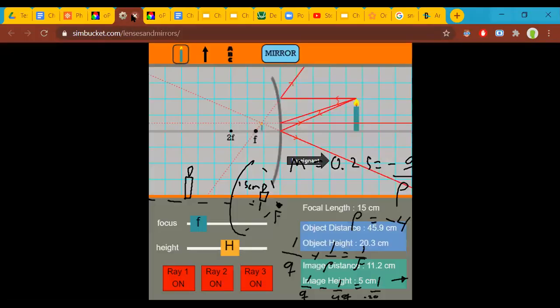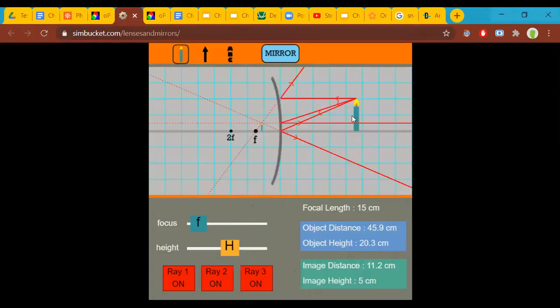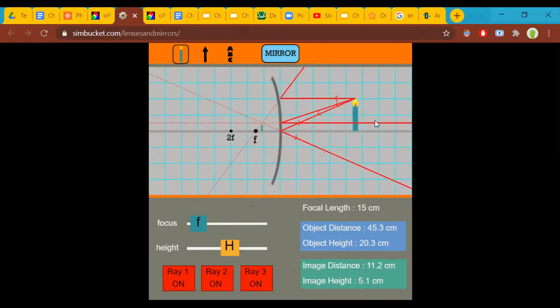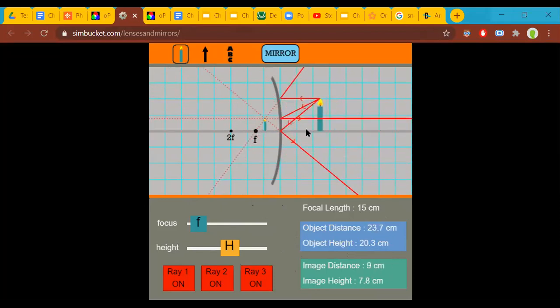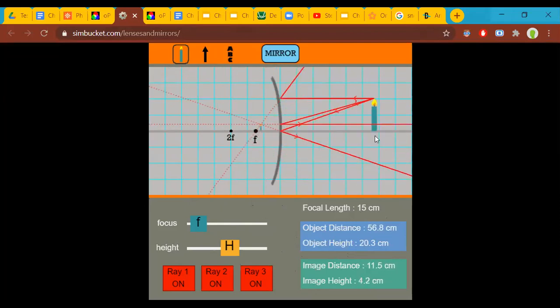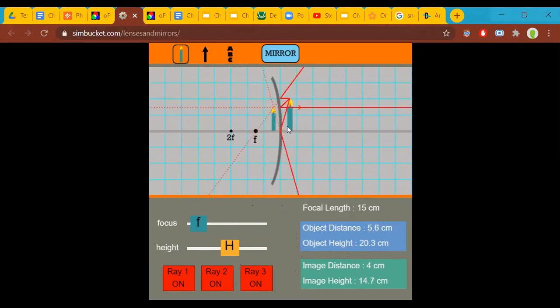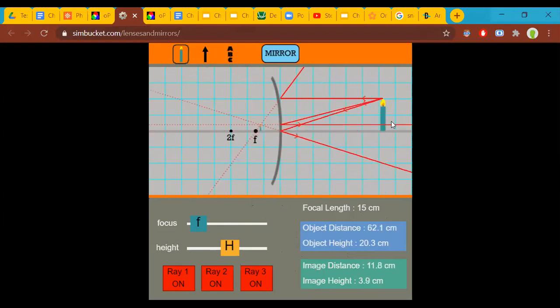So we go back to the drawing here. No matter where I move the object, you see that the image is either really close to the mirror or approaching the focal point, but the image doesn't move outside that space. When the object is close to 0, so is the image. When the object goes to infinity, the image goes to the focal point.